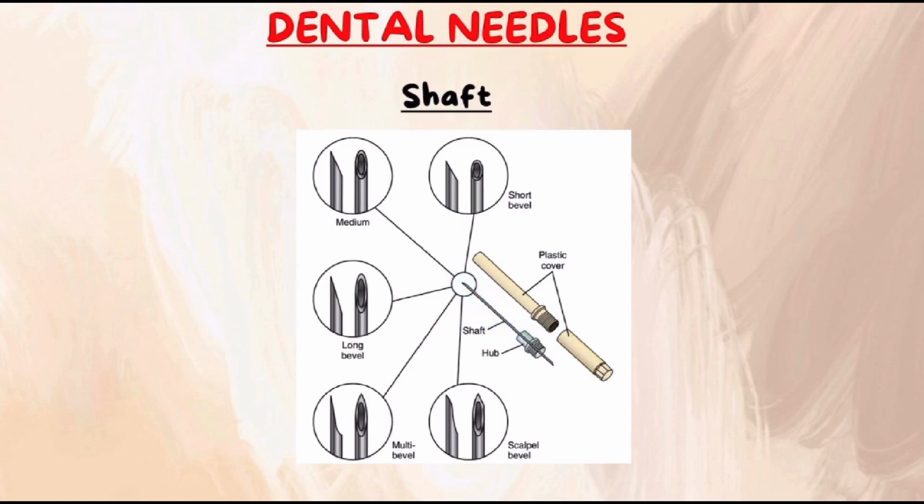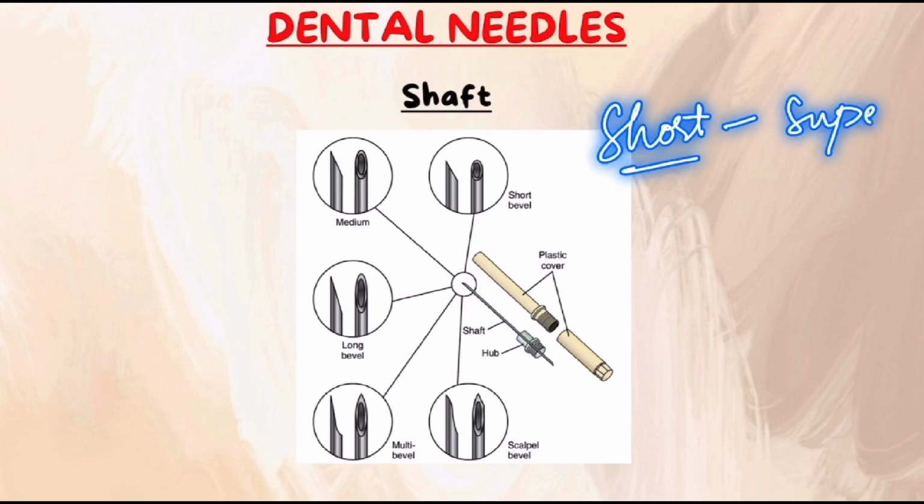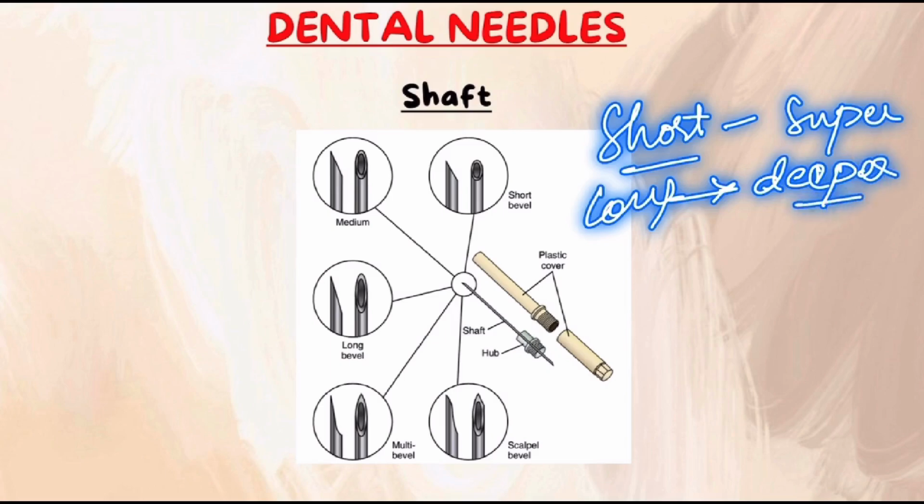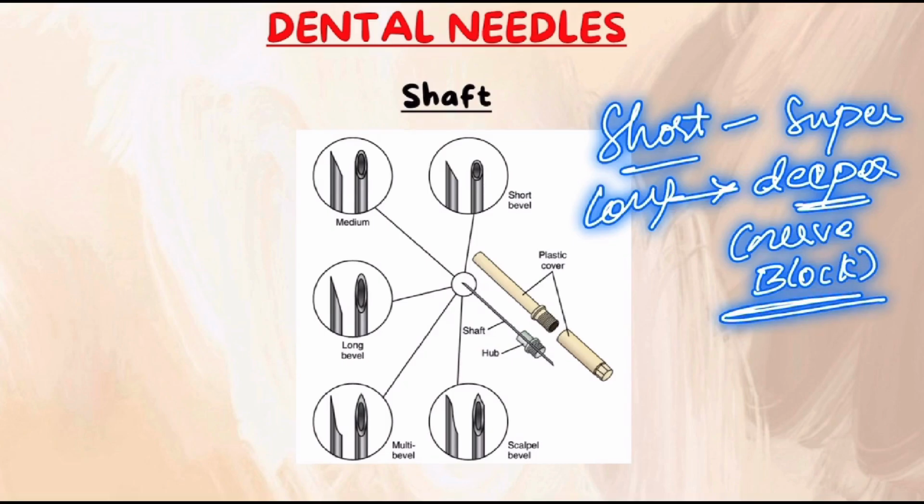So you may have short needles and long needles. Short needles are used for superficial injections and long needles are indicated for deeper injections like nerve blocks. So when you want to give a nerve block, the needle should have minimal deflection.